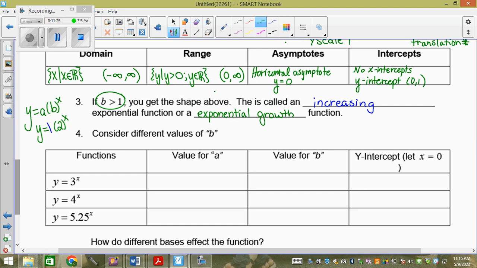So what is the value of a on this function? It's 1, right? I could rewrite this as 1 times 3 to the x. So the value of a is 1. What is the value of b? 3. So we know it's growing. These are all growth functions, exponential growth. Why are these all exponential growth? I have 3, then I have 4, then I have 5.25. They're all greater than 1, right? So they're all growing.